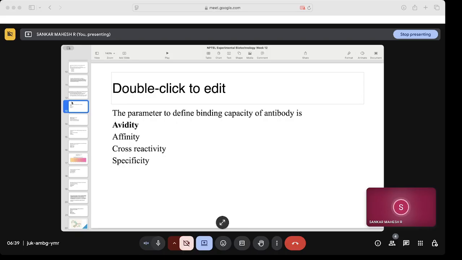Cross reactivity will be one antibody being able to bind to some other antigen that is not of our interest, which usually doesn't happen. Whereas specificity talks about again a one-to-one interaction, and specifics on what is binding to what. But I still didn't get your question, Sai Sampath.